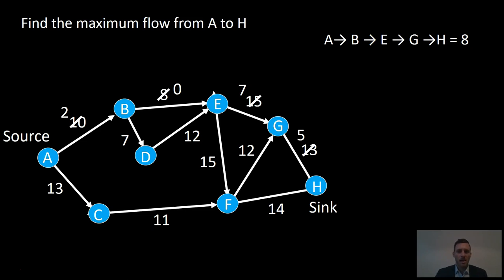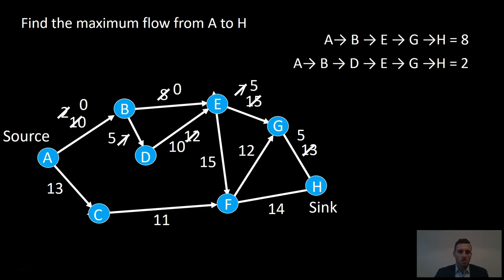The next path is A to B to D to E to G to H, the maximum flow of 2. That is all that can flow from A to B. So we reduce the capacity of all of the arcs along that path by 2. The next path is A to C to F to G to H with a maximum flow of 3. This is the remaining capacity of G to H. Reduce the capacity of all of the arcs from A to C to F to G to H by 3.